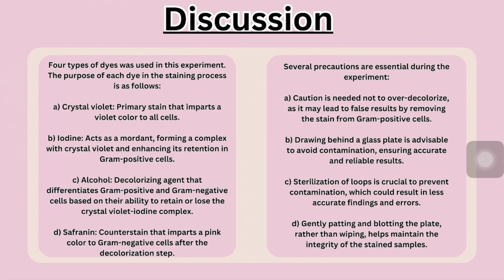Then, we will also have precautions that are essential during the experiment. The first one is caution is needed to not over-decolorize, as it may lead to false results by removing the stain from gram-positive cells. The second one is drying behind a glass plate is advisable to avoid contamination, ensuring accurate and reliable results. The third one is that sterilization of loops is crucial to prevent contamination, which could result in less accurate findings and errors. And the last one is that we need to gently pat and blot the plate rather than wiping it to help maintain the integrity of stain samples.